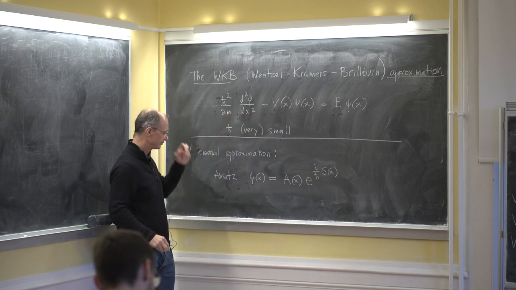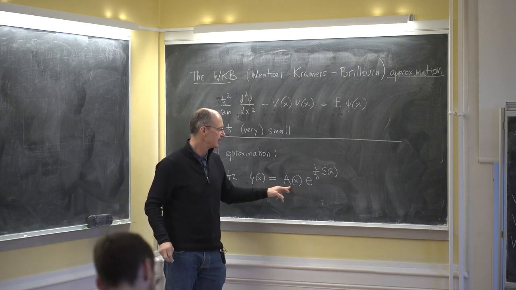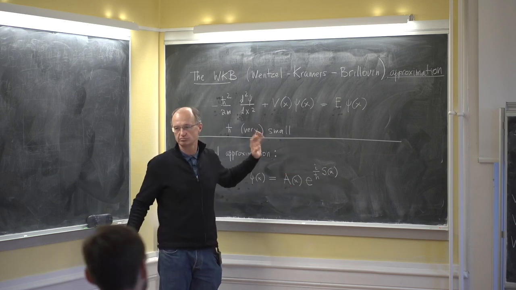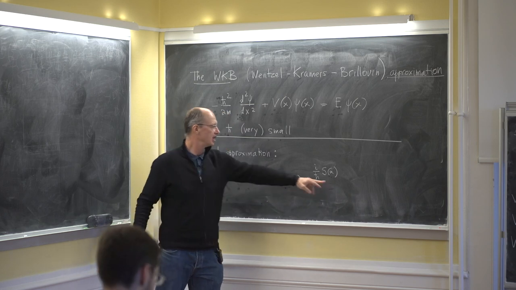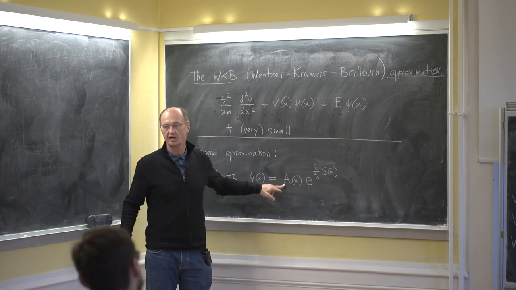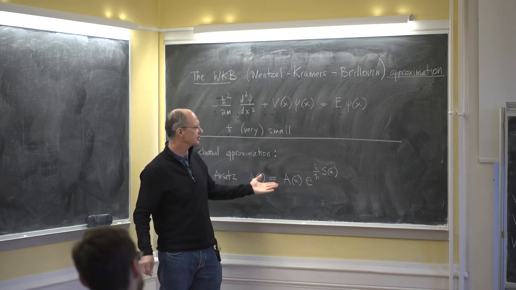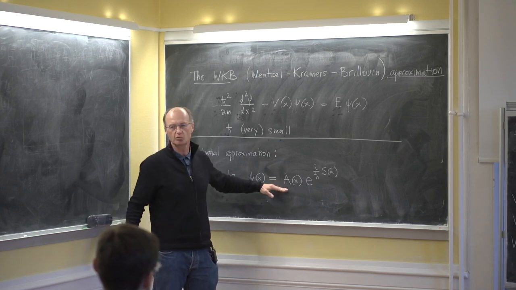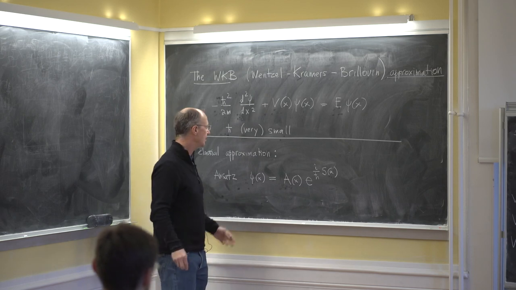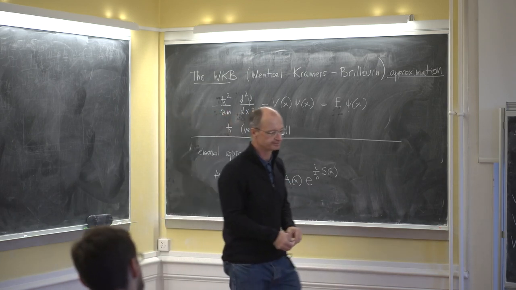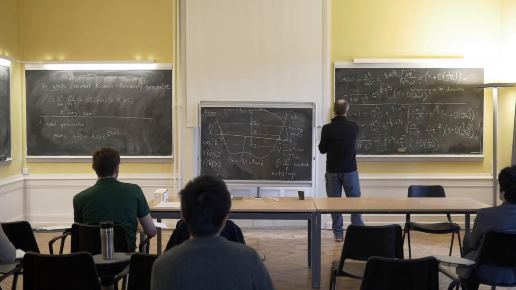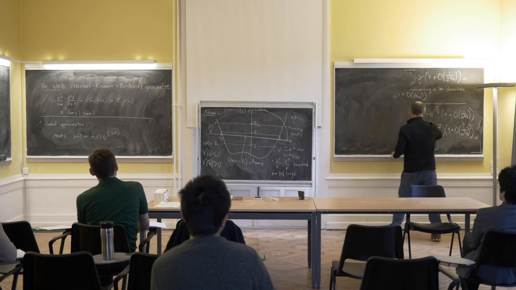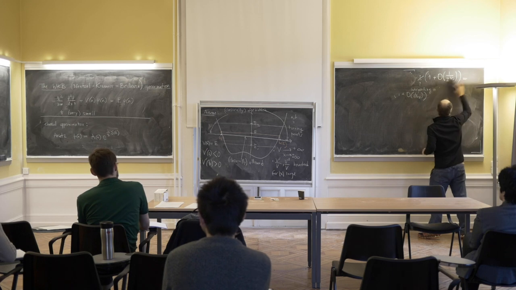I'll have two functions of x, a of x and s of x. S of x will be a real valued function, a of x more or less arbitrary, and we'll try to make an ansatz of this form. At the moment it looks a little bit meaningless because a of x is still anything, right? But we'll make it a bit more precise in a second. So let's try to substitute this ansatz into the Schrodinger equation and see what it gives.